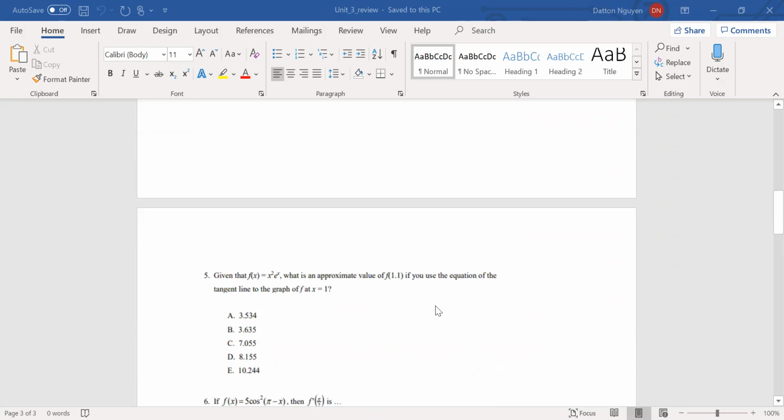Number 5. Okay, approximation. What you have to do is find the equation of the tangent line at x equal to 1. This is a 2-part question. So before you find the approximation, do what you normally would: take the derivative of f of x and then evaluate f prime of x at 1. You see this as x squared times e to the x. Obviously, what derivative rule are we going to use to take a derivative of that function?